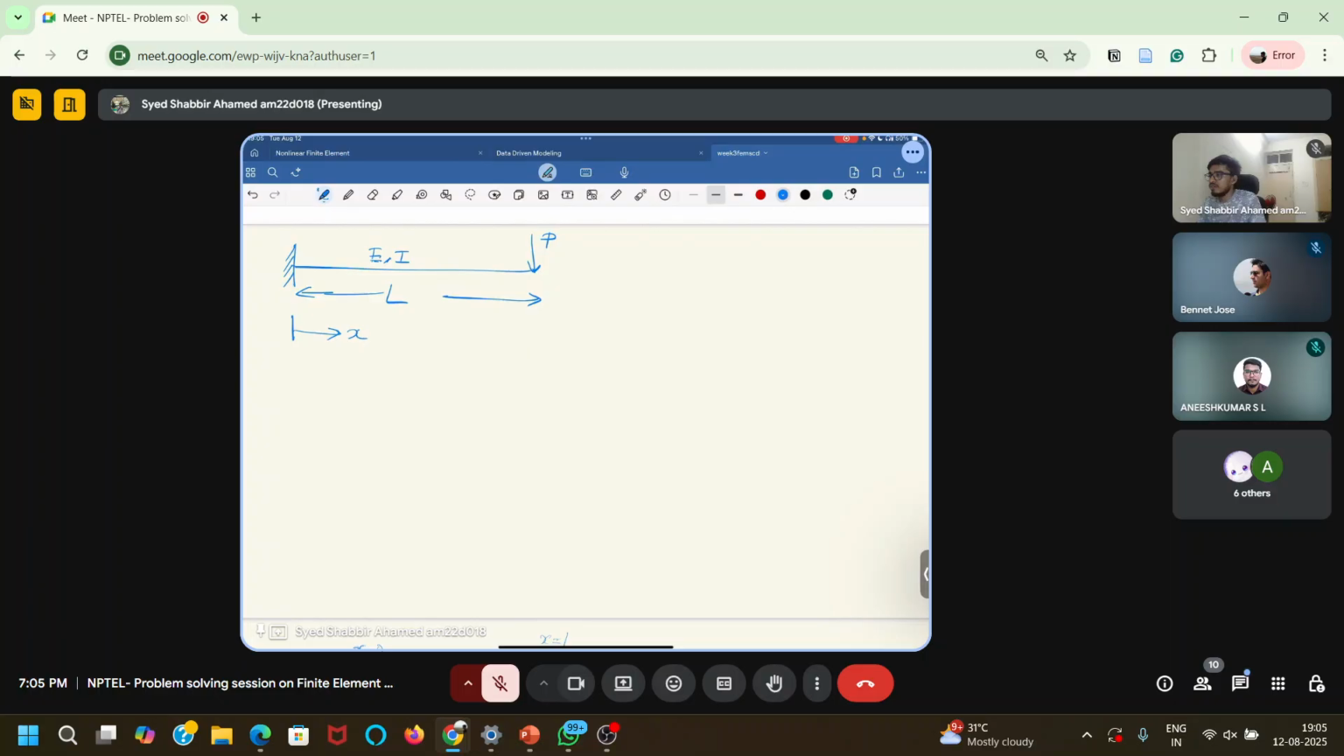What can you guess for a beam like this? You will get some kind of equation like this. Okay. So for this beam, instead of u, I'll say w. w is the transverse displacement.